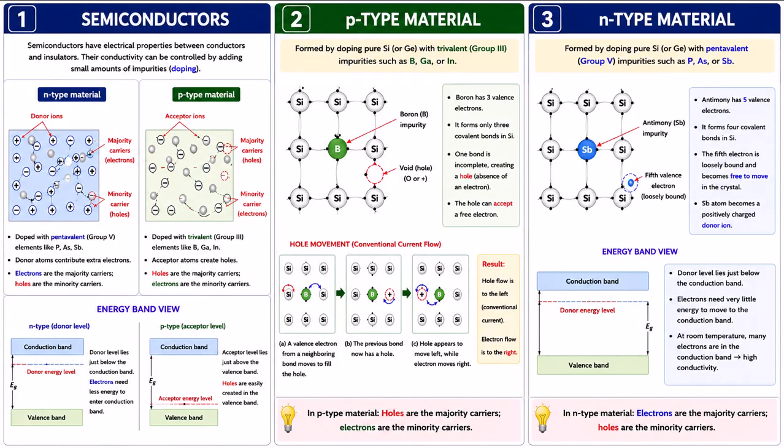To summarize, doping means adding a small controlled amount of impurity to pure semiconductor. A trivalent impurity creates P-type material. In P-type material, holes are the majority carriers. A pentavalent impurity creates N-type material. In N-type material, electrons are the majority carriers.